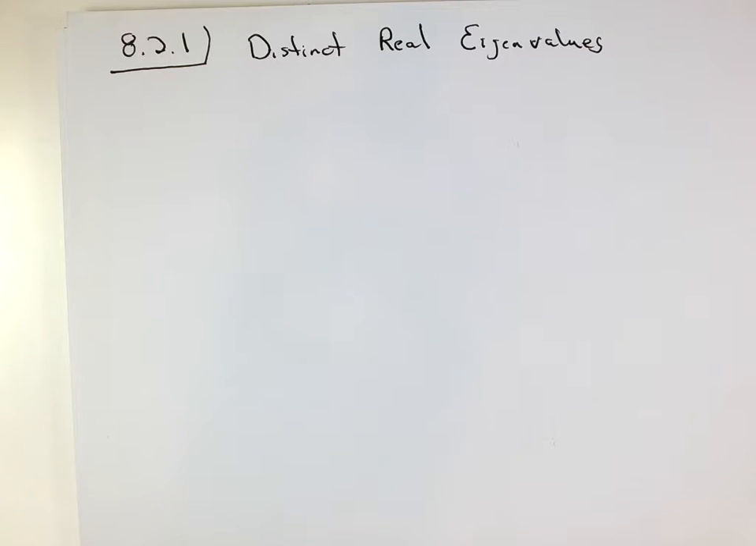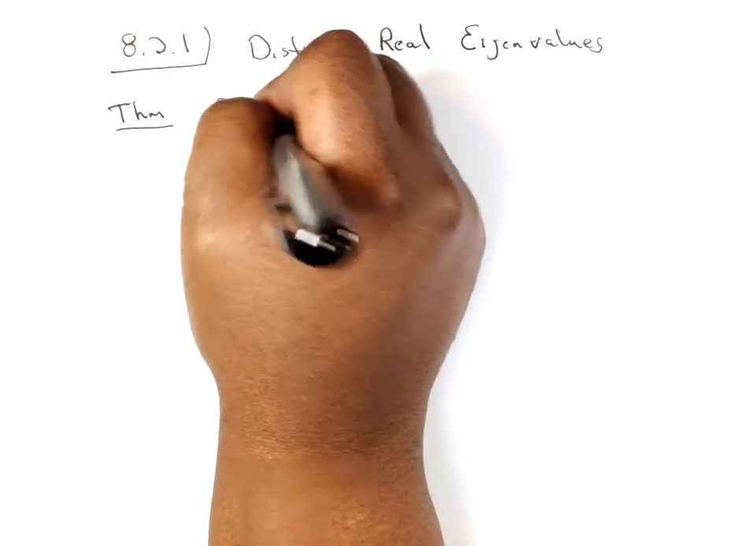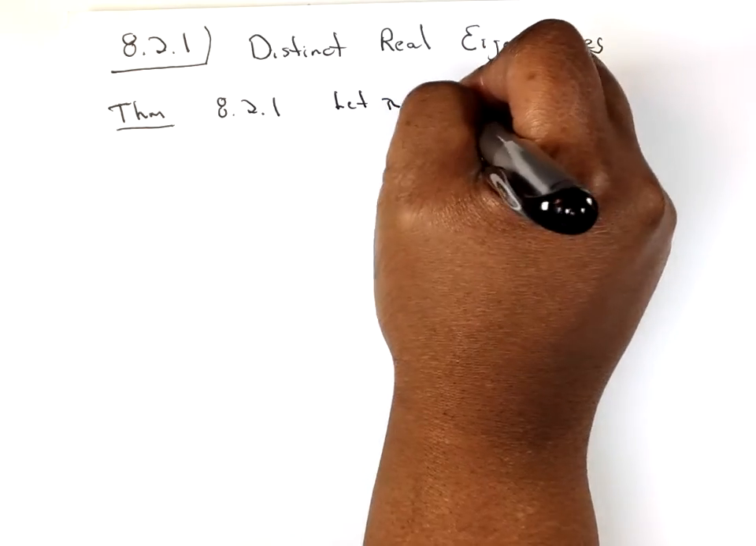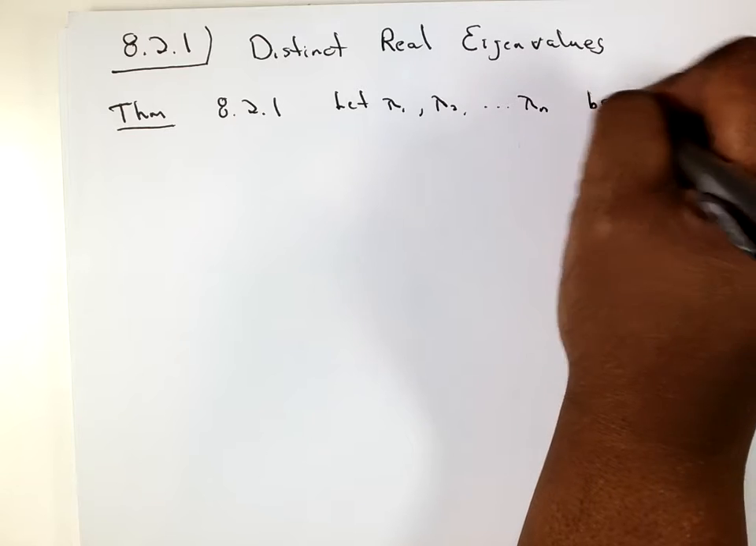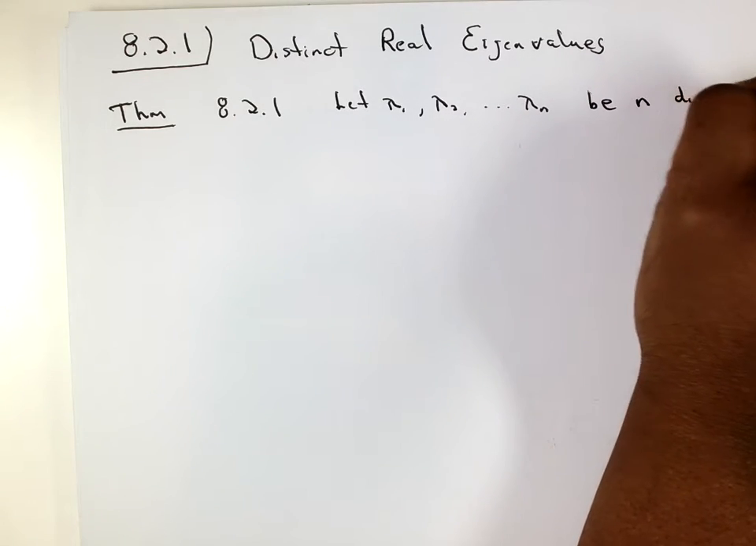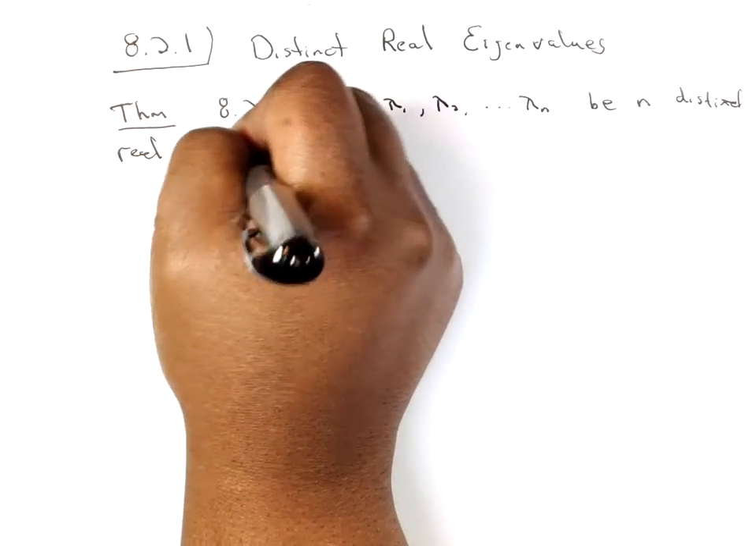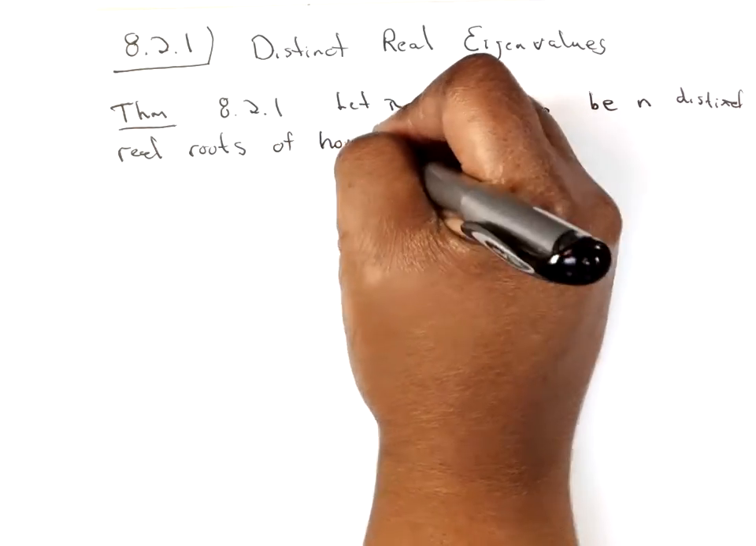So now we're going to look at 8.2.1, which is a section on distinct real eigenvalues. 8.2 is broken up into three pieces. First, let's start with our theorem. We're going to let these lambdas be n distinct real roots of the homogeneous system. We'll look at non-homogeneous in 8.3.